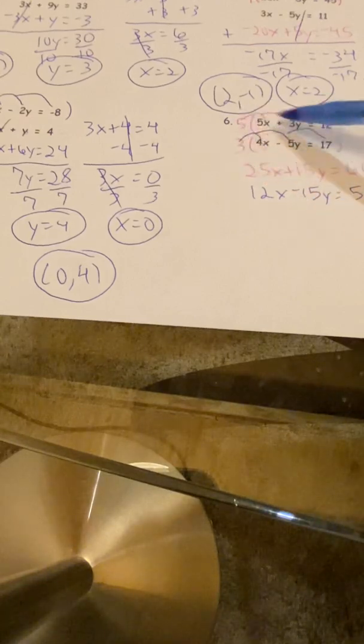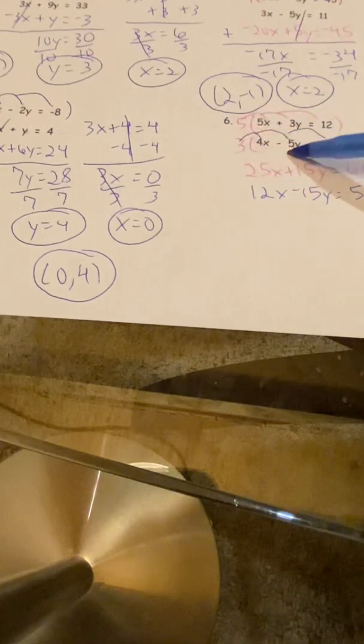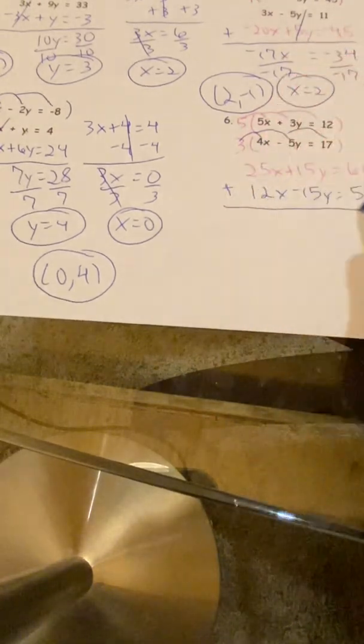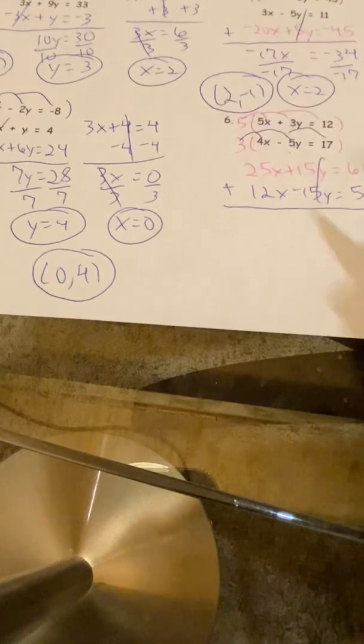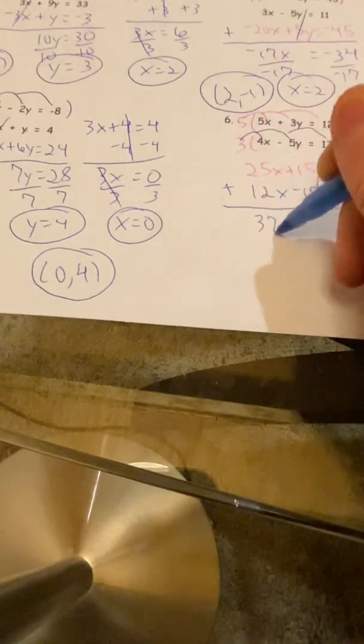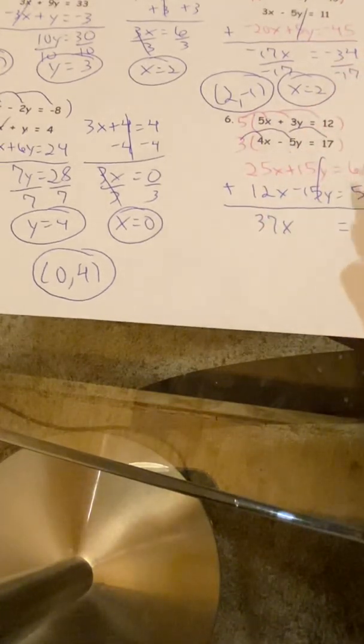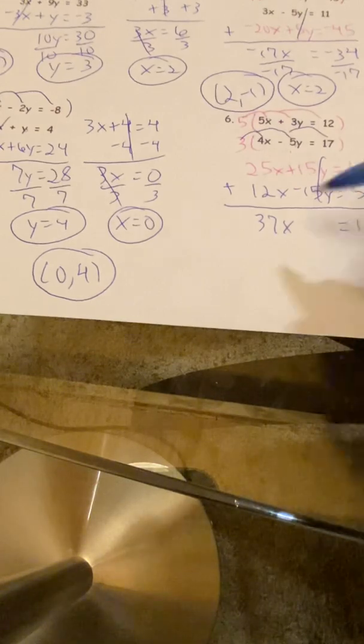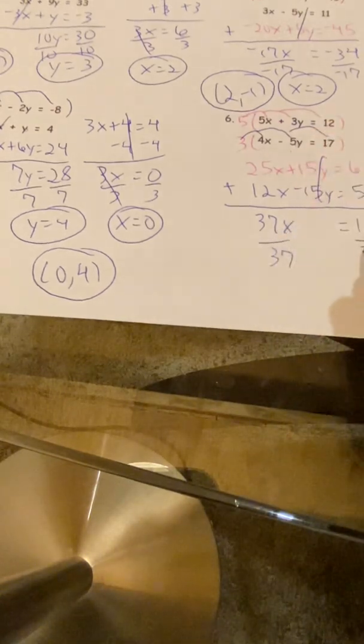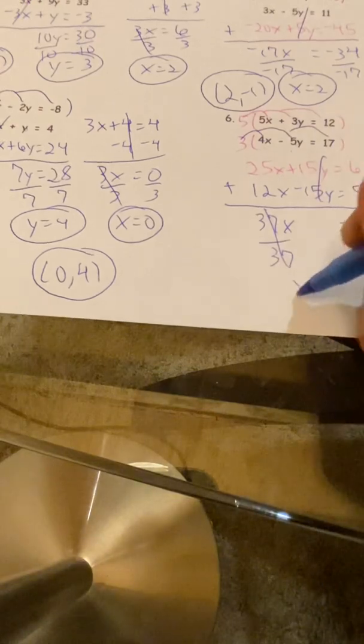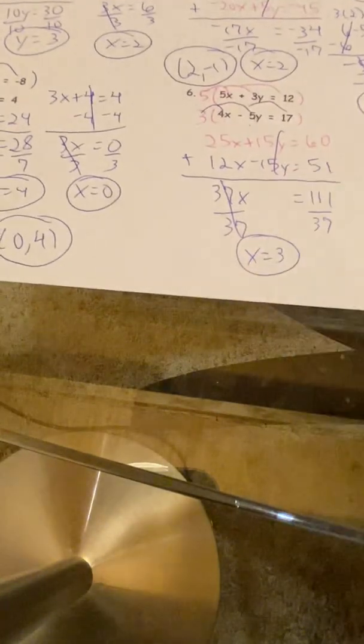Now, you could have done the same thing with the x's using 4 and 5. You'd want to make one of those negative. Because I've already got a built-in positive and negative, I'm using y. And so now you add these up. The y's cancel. 25 and 12 is 37x. 60 and 51 is 111. And then you divide by 37, and x, when you do that, is 3.